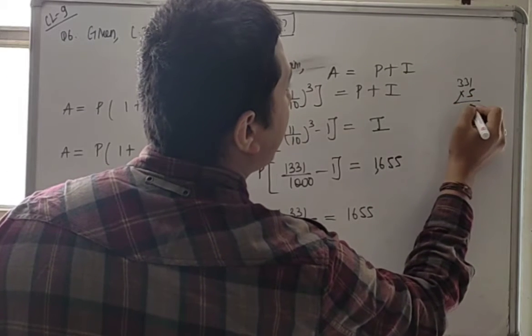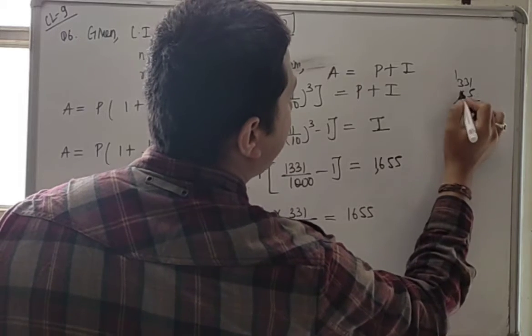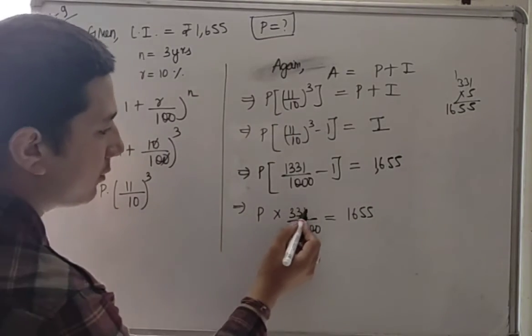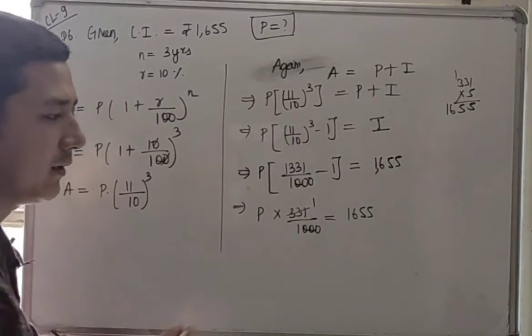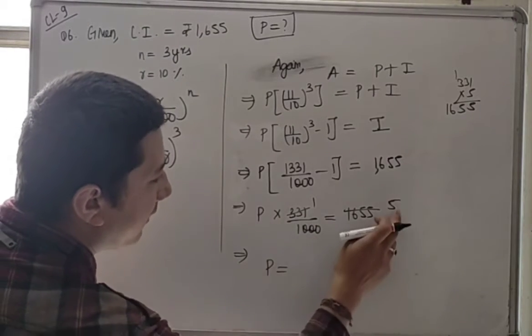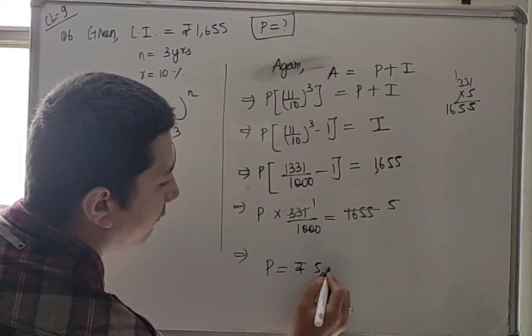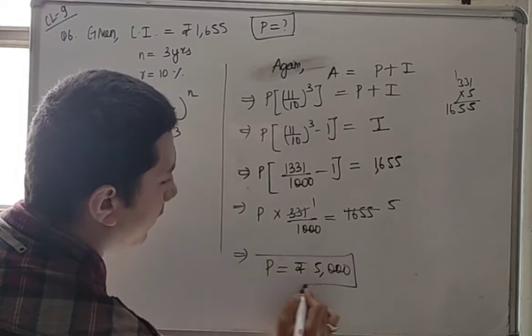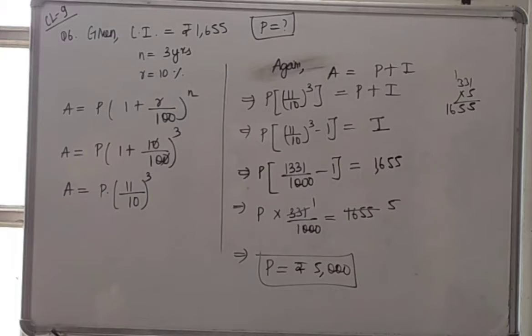331 into 5. 5 ones are 5, 5 threes are 15, 15 and 1 is 16. Yes, it is 5 times. So 331, 1 times into 5 times. So when you cross multiply, 5 into 1000 will be rupees 5000. Okay, so please pause the video and note it down.